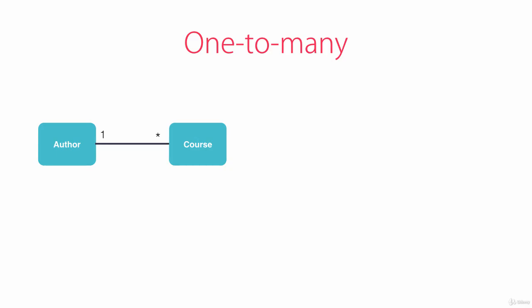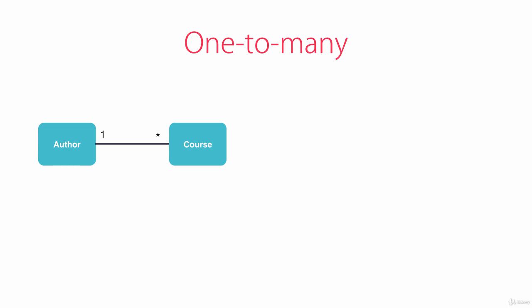So here is an example of a one-to-many relationship. An author can have many courses, but each course has only one author. Again, this is something that I'm assuming here. In a real-world scenario, a course can have multiple authors, but we'll get to many-to-many relationships later in this lecture.